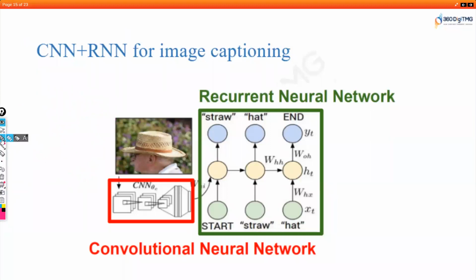So say you take this specific image, a person wearing a hat, and supply it to CNN and RNN. CNN extracts all the features and gives them as an input to RNN. Using a special keyword called start, RNN will start its journey. It will predict that the first word is straw. Whatever you get here will go here as input. Then you're predicting that the next word is hat. Whatever you predict will again go as input. And then it's saying that this is the end. So the caption of this image would be straw hat.